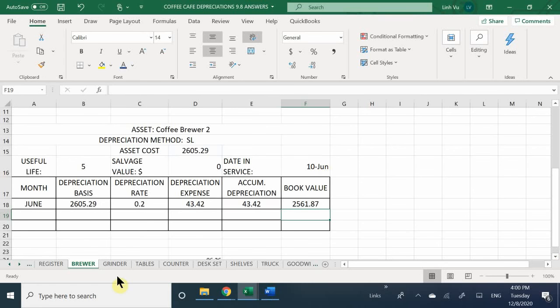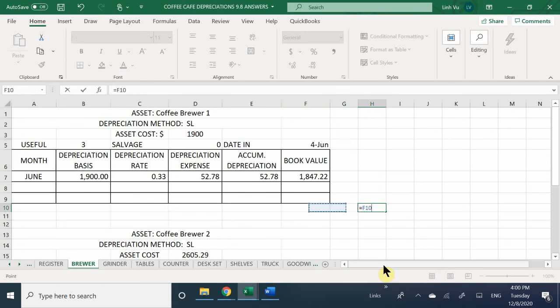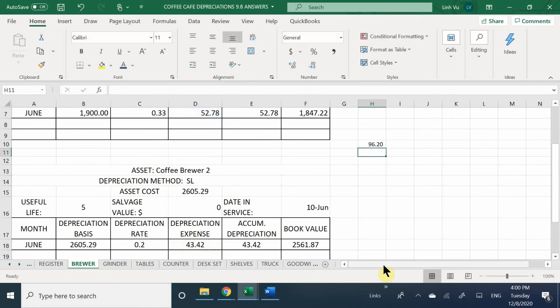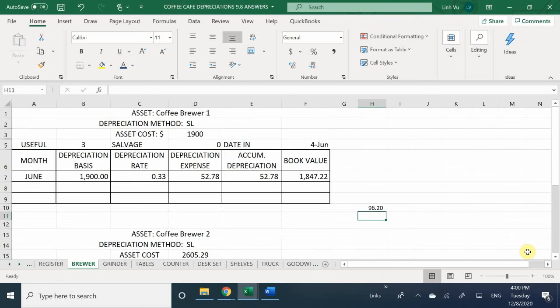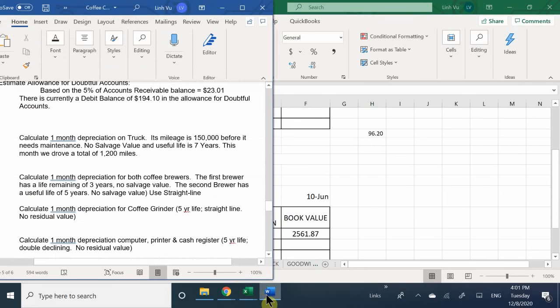Okay, so now we've got to combine these two numbers to get our total depreciation, a total of the 52 and the 43. You can do this on the side, it doesn't matter. At the end of the day, we're going to put it in our journal anyway. So I have a total of $96.20 in the coffee brewers for depreciation. Okay. Yep. All right. Let's see what's next.